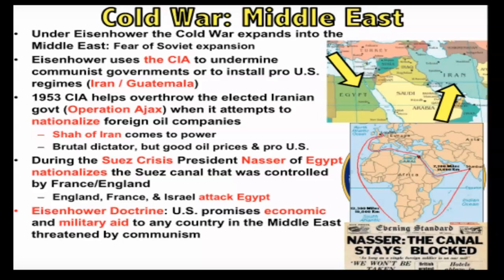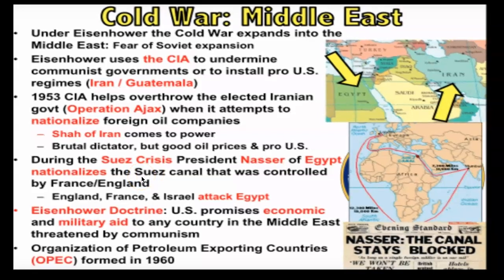The United States promised economic and military aid to any country in the Middle East that was threatened by communism. So much like what we were doing in other parts of the world, we would use the containment policy to try and contain communism in the Middle East as well. OPEC was formed. The Organization of Petroleum Exporting Countries was formed in 1960. They are the oil cartel that controls about 40 or 50% of the world's oil supply.